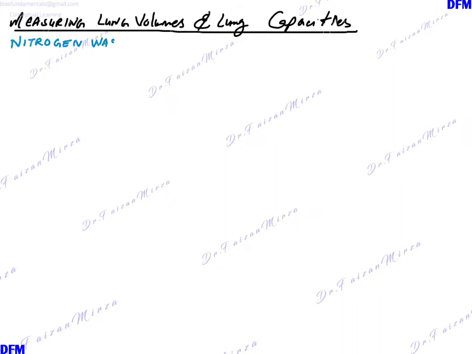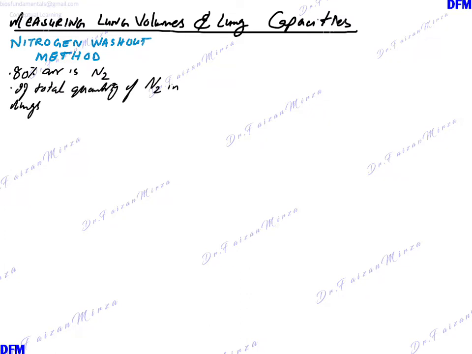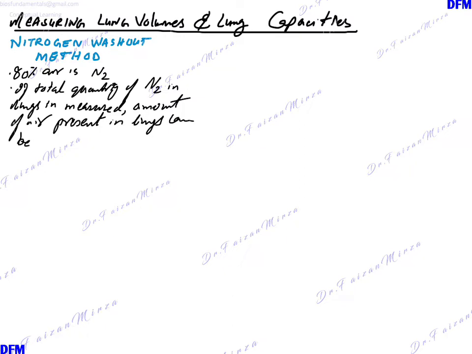The technique that we are about to discuss here is the nitrogen washout method. Now what is the nitrogen washout method? We need to keep in mind that normal air is 80% nitrogen. If the total quantity of nitrogen in the air in your lungs is measured, this can represent the amount of air present in the lungs.